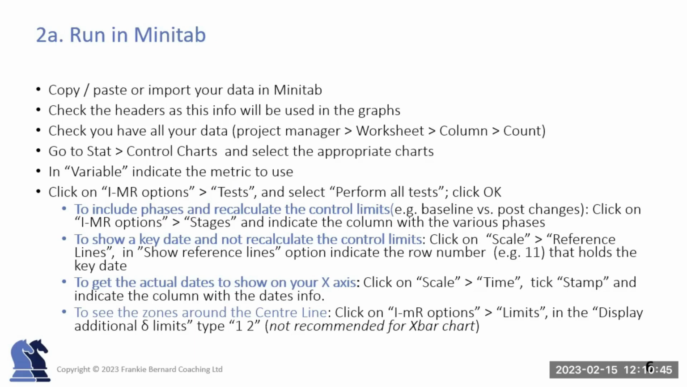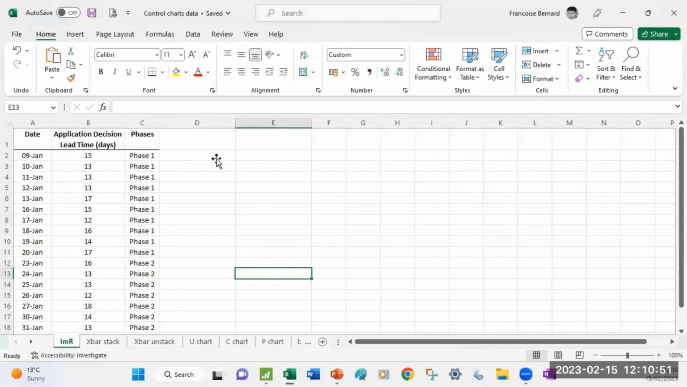So let's jump to an Excel file that I prepared earlier today. And we'll start with the ImR chart. As you see here, I've got my dates, I've got my timing. This is for a loan or mortgage application. I'm assessing how long it takes to make the decision and get back to the customer.